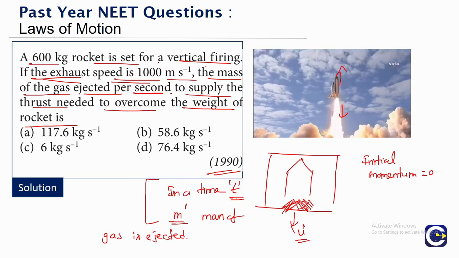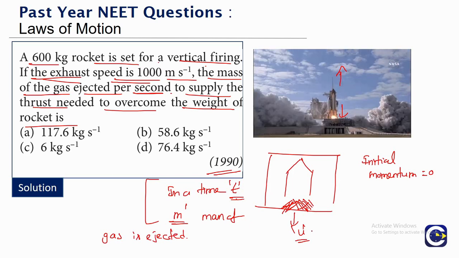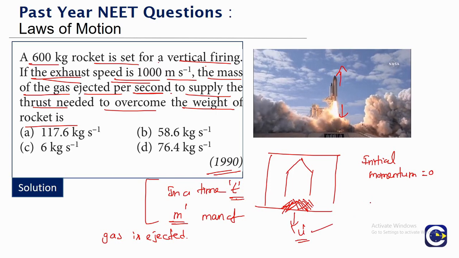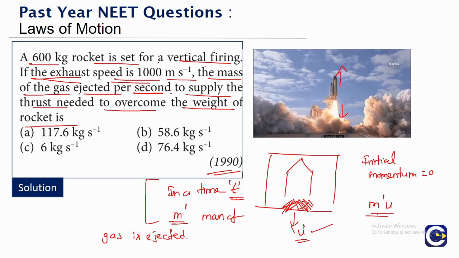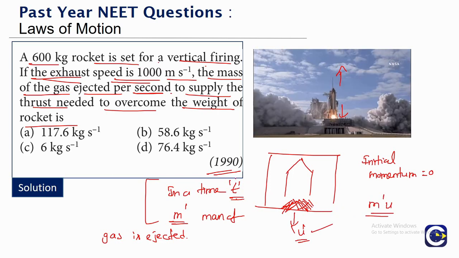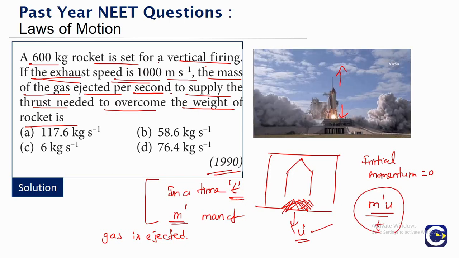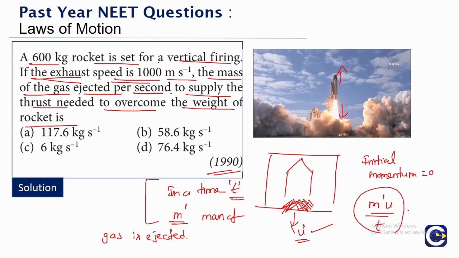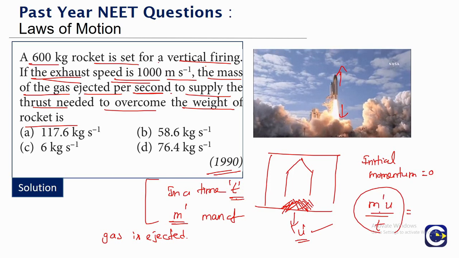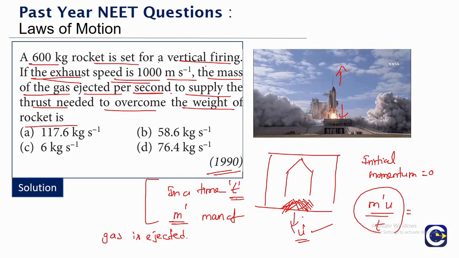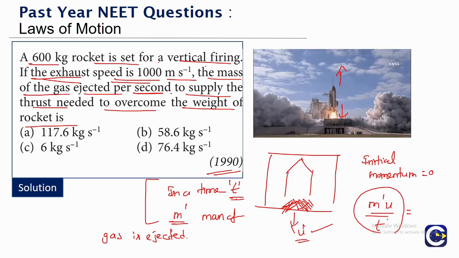Now initially, what is the velocity of this gas? 0, but as it is pushed backwards, it is getting a velocity u. So the mass m dash is getting a change of momentum. From 0 it is getting a momentum of m dash into u. The time taken for this is t. So if you look at the rate of change of momentum, the change in momentum by the time taken, this is basically the thrust, or the force acting on the gas that is pushed back. It's nothing but the rate of change of momentum of this gas.